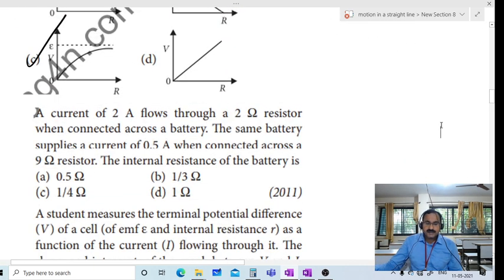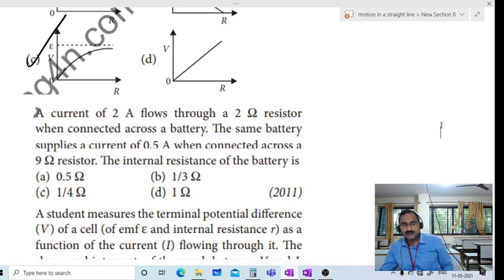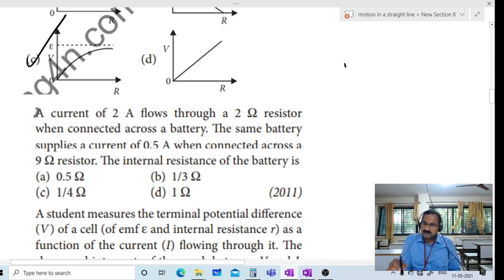Next one, a current of 2 ampere flows through a 2 ohm resistor when connected across a battery. The same battery supplies a current of 0.5 ampere when connected across a 9 ohm resistor. They are asking for the internal resistance of the battery. So see, the current and an external resistance they have given, and in the second case also. See the formula, that formula only.